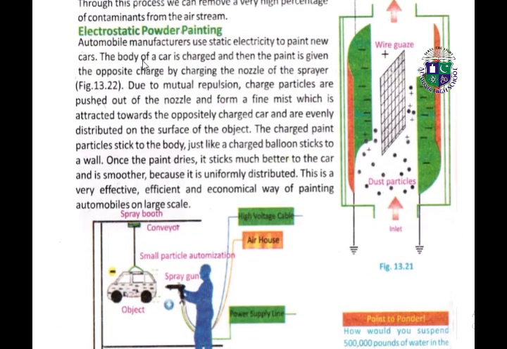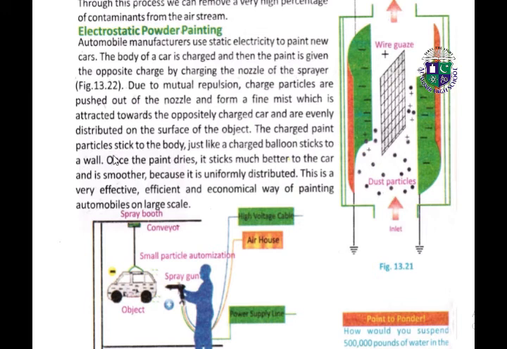Also we have electrostatic powder painting. Automobile manufacturers use static electricity to paint new cars. The body of a car is charged, and then the paint is given the opposite charge by charging the nozzle of the sprayer, as given in this picture below. Due to the mutual repulsion, charged particles are pushed out of the nozzle and form a fine mist which is attracted towards the oppositely charged car, and is evenly distributed on the surface of the object.